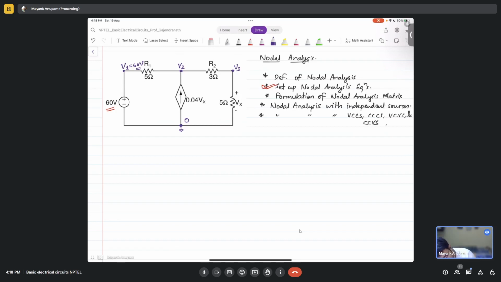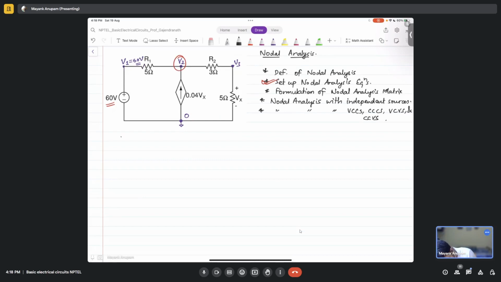Fine. So next we move on to node V2. Tell me, what is your nodal equation for node V2? And what do I mean by nodal equation? I simply have to write KCL, right?